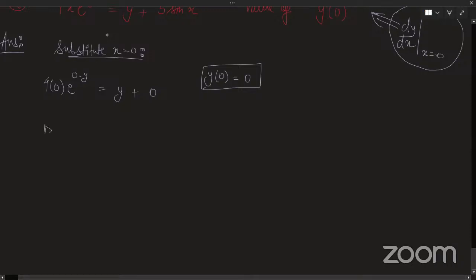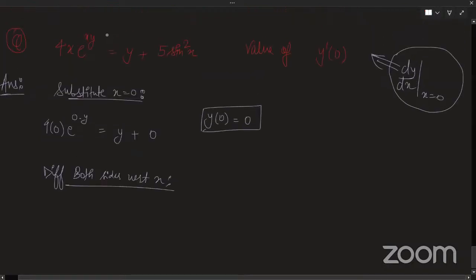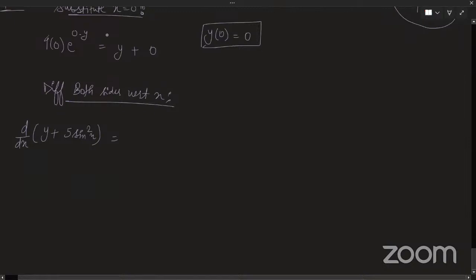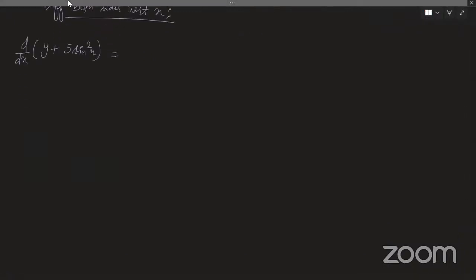After that, I should start with differentiation both sides with respect to x. So let's start with the right hand side first. So you have got d by dx of y plus 5 sine square x. So can you tell me the derivative of this thing? What will be the first term?